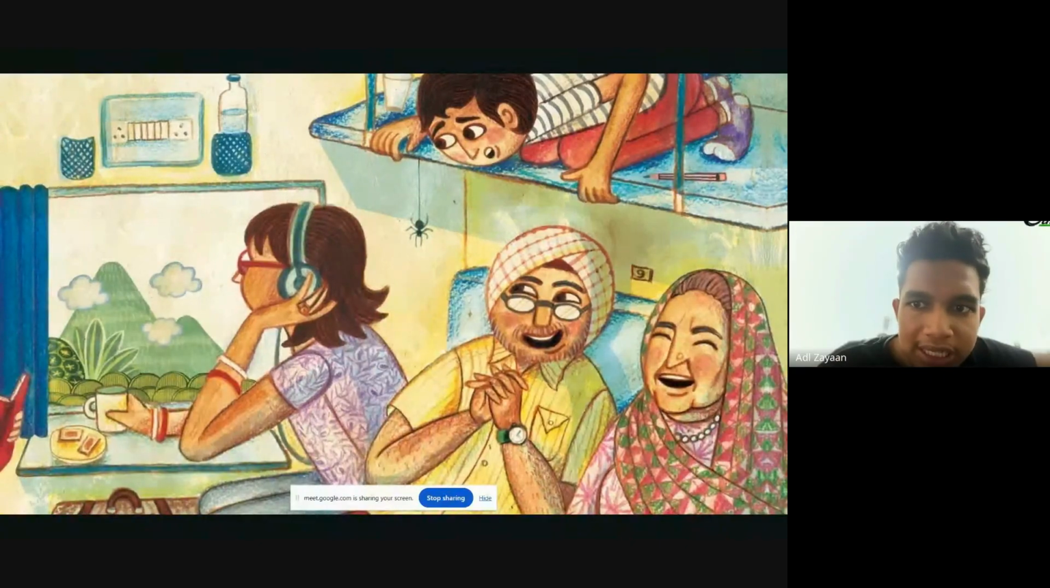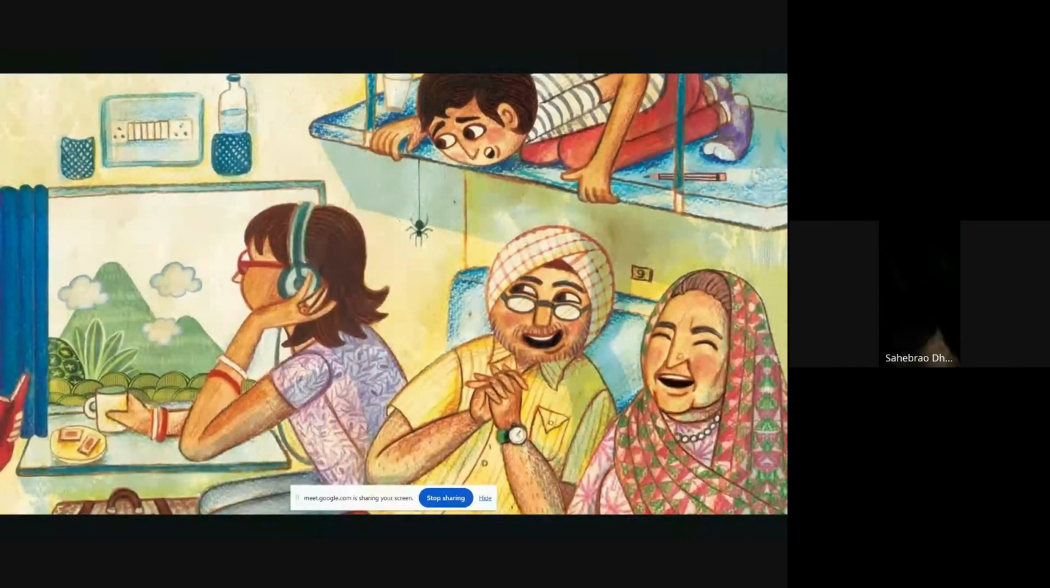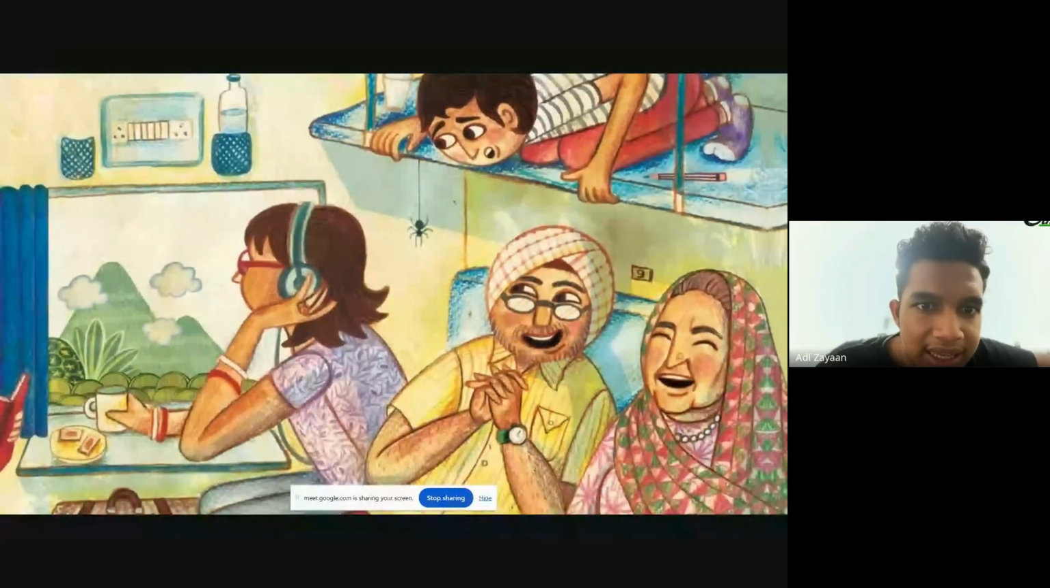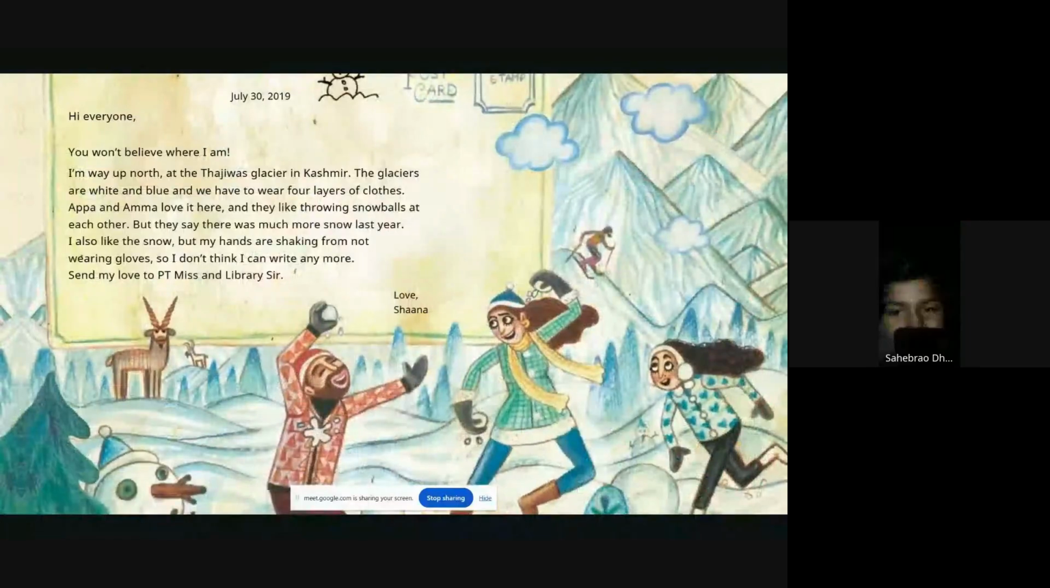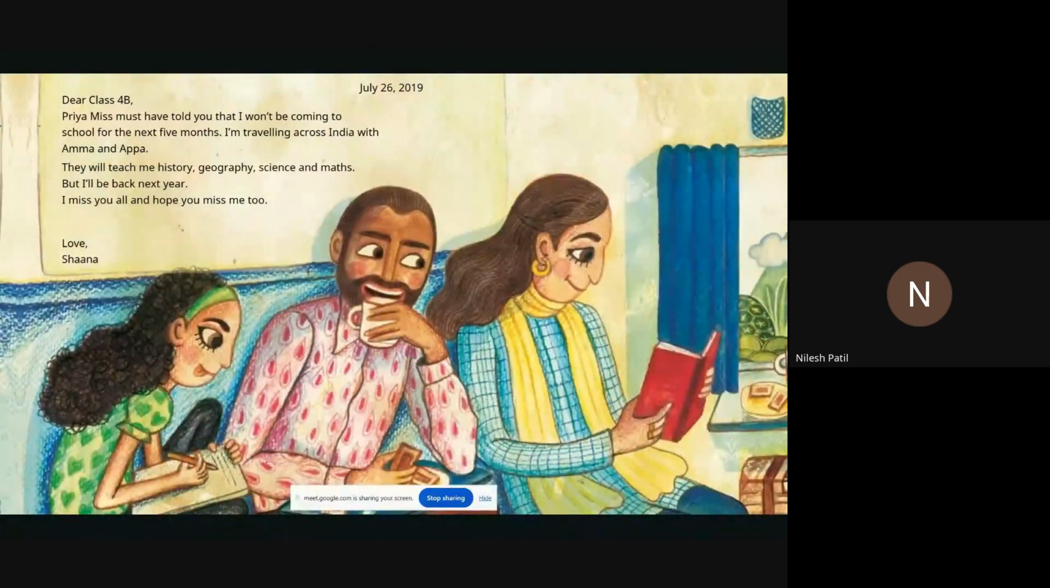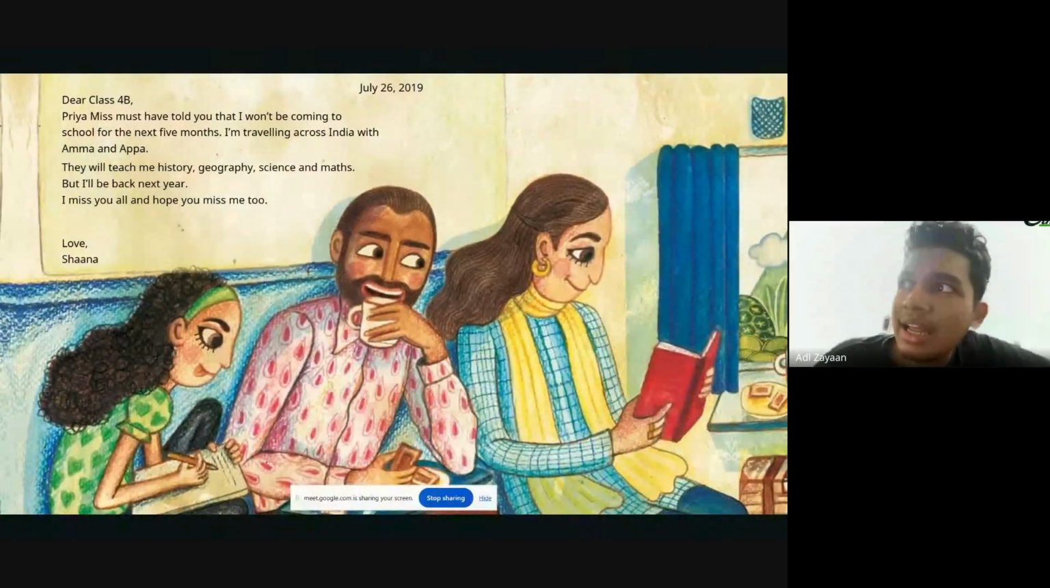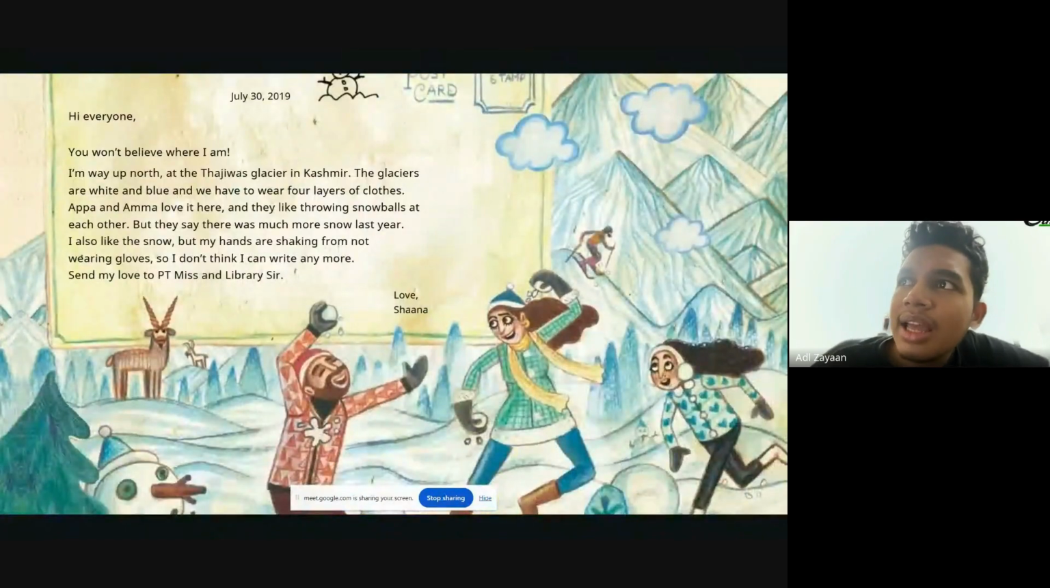Okay, so let's move to the next part of the story. Bangle. The girl is looking at the mountains. Glasses. Pen. Okay, cool. So she wrote the first postcard on July 26th, and it is July 30 today.